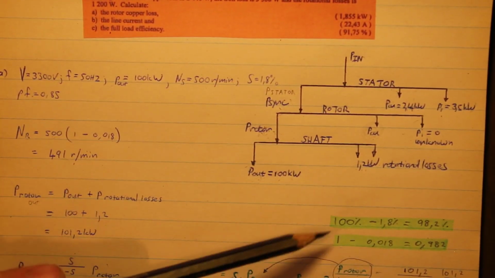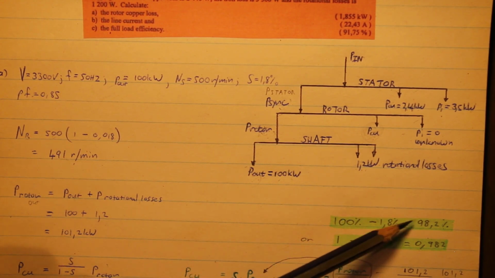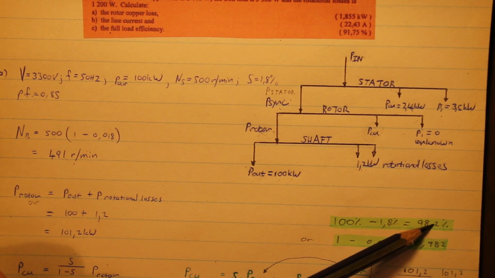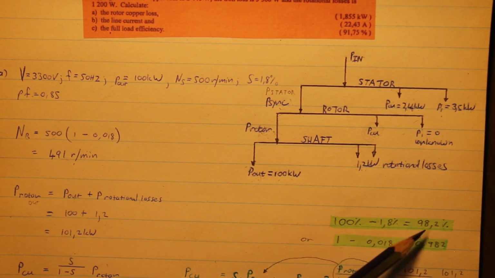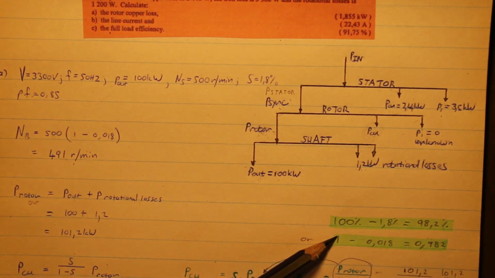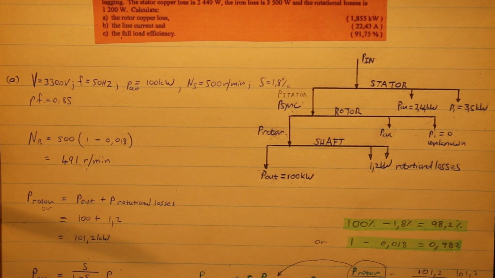All right, so how much slower is this thing moving? So we say 100% minus 1.8 equals 98.2%. So the stator is moving at 100% speed, which is 500 RPM, and the rotor is moving at only 98.2%. So it's almost there, but it cannot reach there. Another way of writing that is 1 minus 0.018 equals 0.982. So it's 0.982 of the stator.